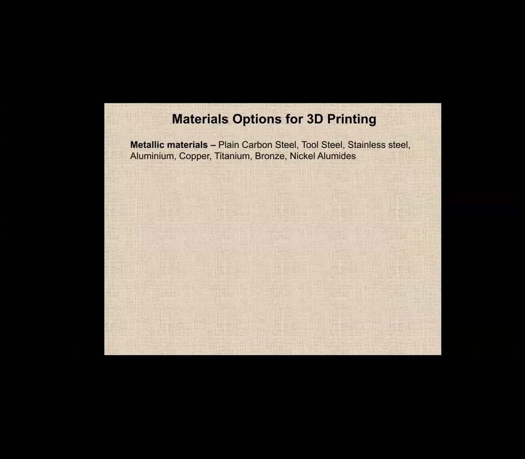So materials which are used for 3D printing: plain carbon steel. Based on their material properties, we have to suggest the process or the working principle. So titanium, bronze, nickel, and aluminum. These are the different metallic materials.